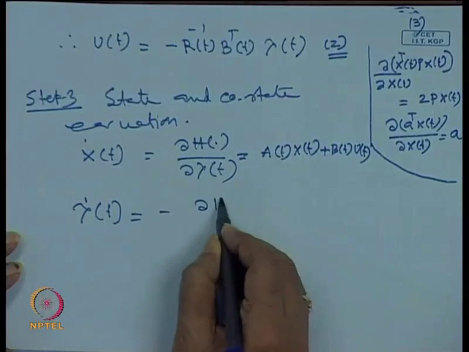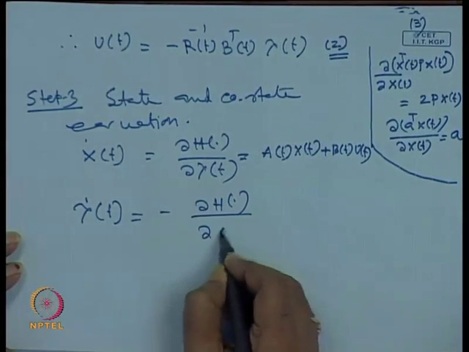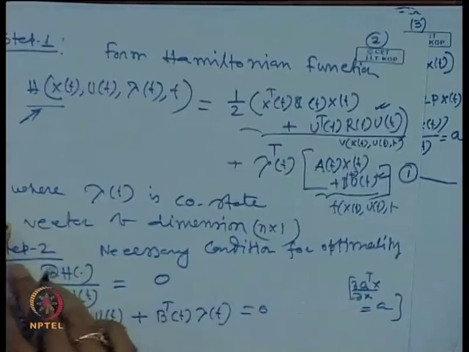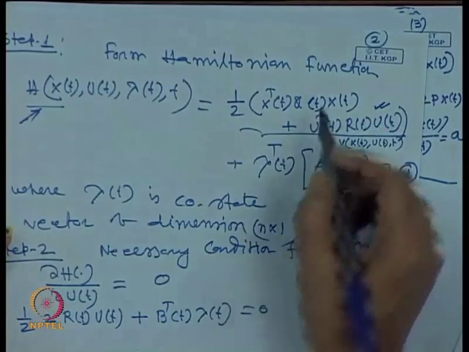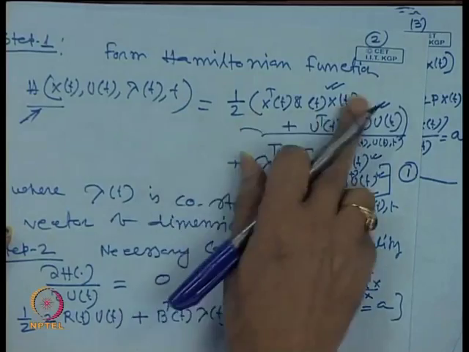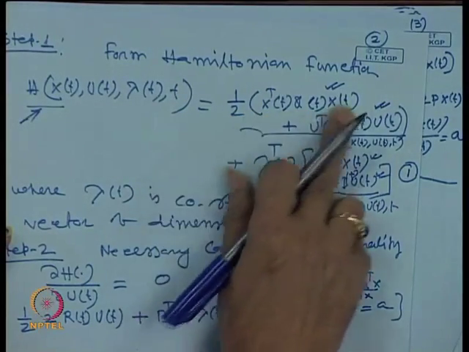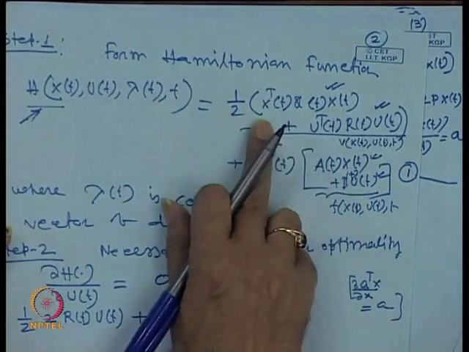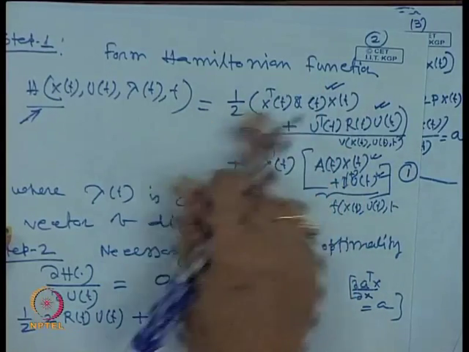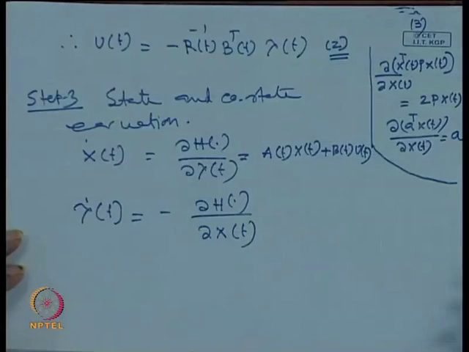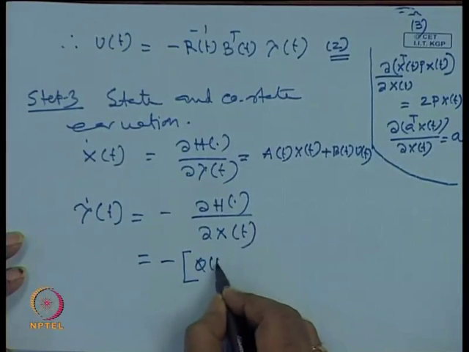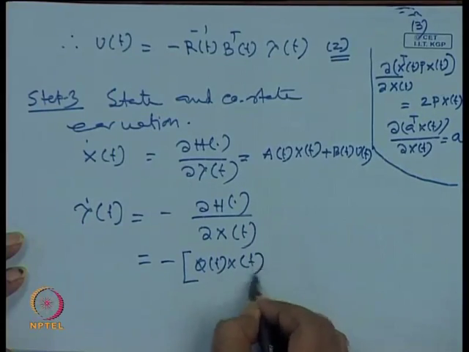minus del h del x of t. So, now I am differentiating this with respect to x. So, x is involved here, x is involved here. So, from there, if you differentiate with respect to x, you will get twice q of t x of t, the 2 cancels, so this will give minus q of t x of t, the first part.